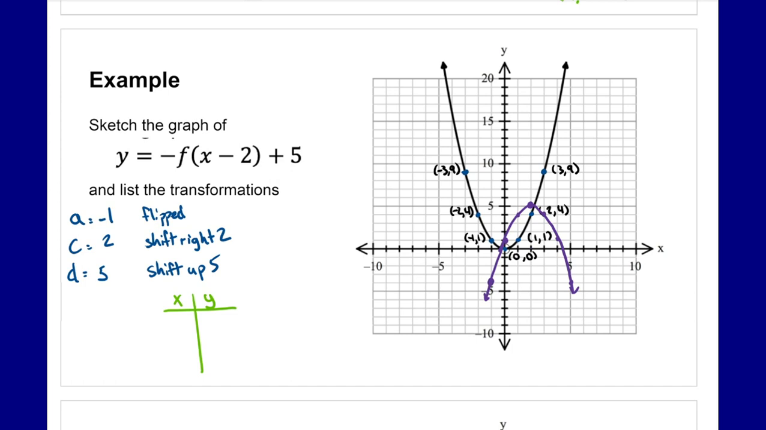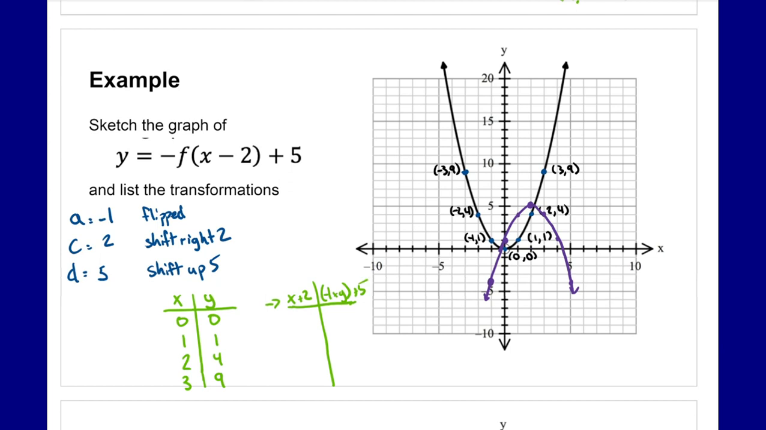We look at our original function. We can write down some of those key points. 0, 0, -1, 1, 1, 1, 2, and 4. Actually, let's just write down one side, and then we'll mirror it on the other side. 2, 4, 3, 9. So our transformed table will look like x plus c, so plus 2, and then -1 times y plus 5.